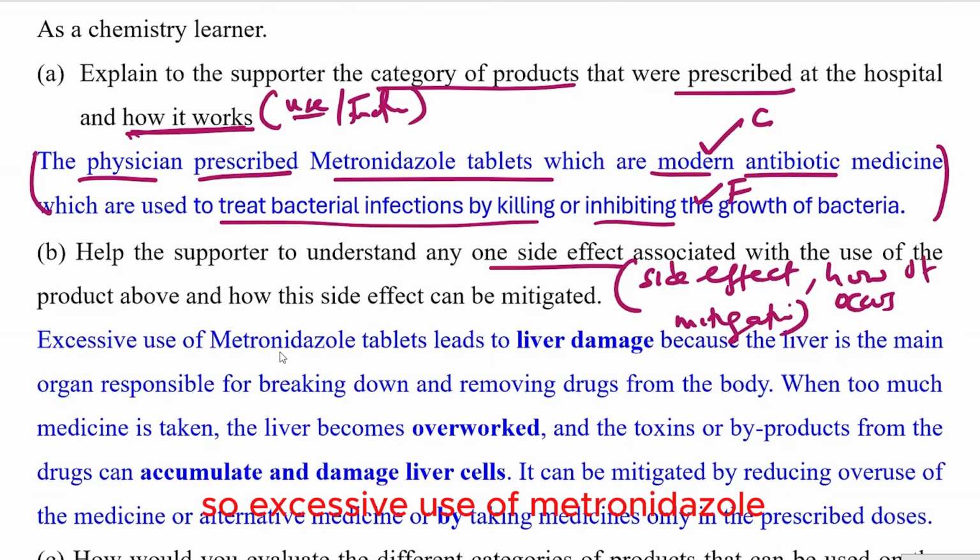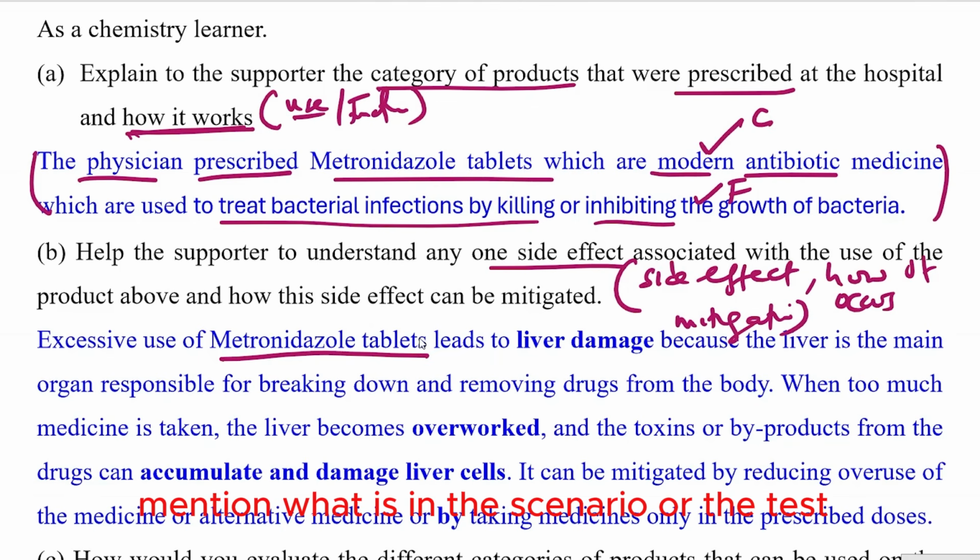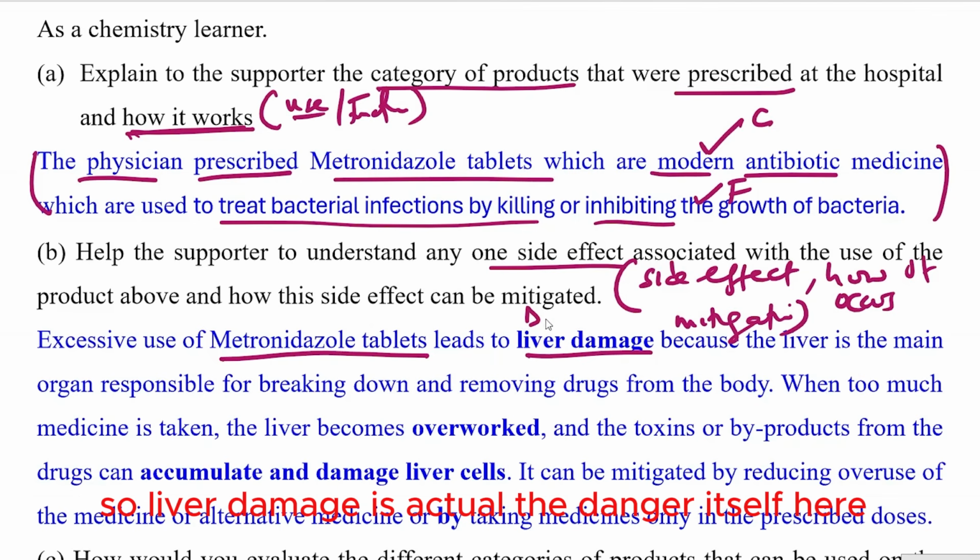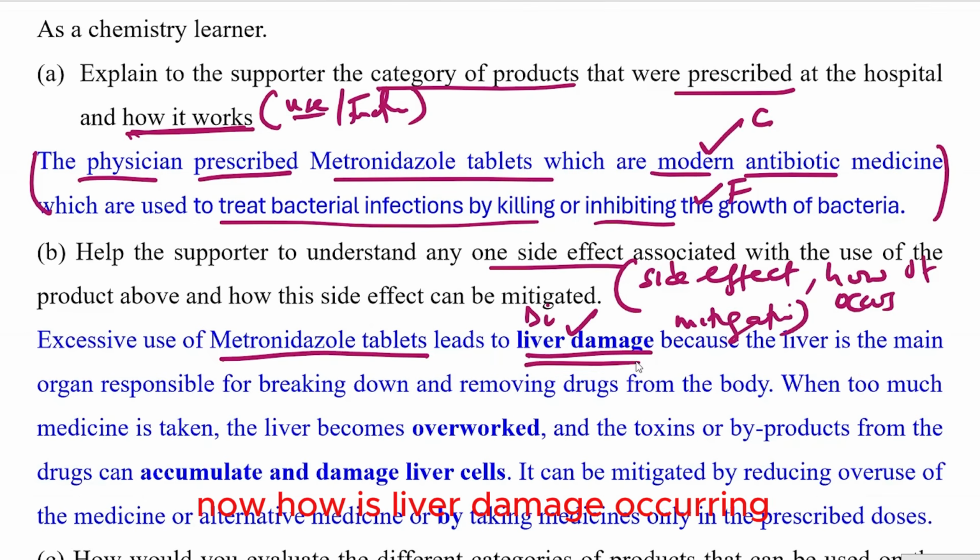So excessive use of metronidazole, make sure you are specific like that. Mention what is in the scenario or the task. Leads to liver damage. So liver damage is actually the danger itself here. Now, how is liver damage occurring? Explain the science behind liver damage, not just any other explanation.